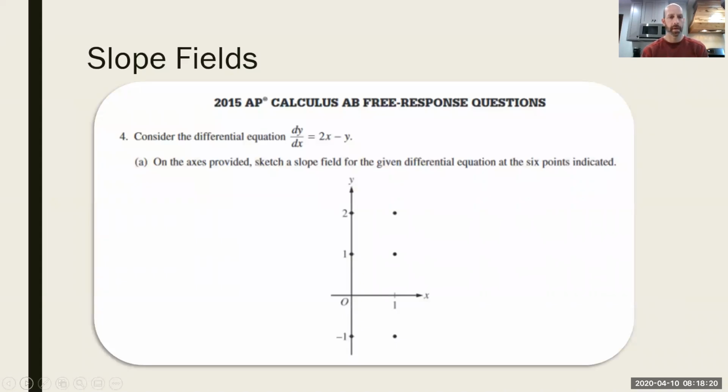So the first concept I'd like to review on differential equations are slope fields. So here we have a differential equation, dy over dx equals 2x minus y. This is an actual AP exam problem from 2015, and we're asked to make a sketch of this slope field. So let's just pick this point right here.